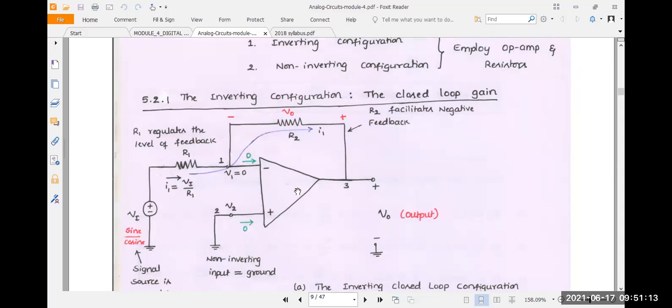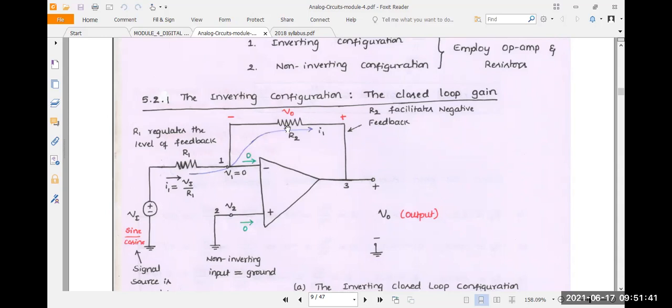Feedback means we join the output to the input, a part of the output. It is given to the input of the op-amp. We only take part of the output, a sample of the output. We are not taking the complete output. Remember this one. This part of the output is connected to the input of the op-amp by using the R2 resistance.